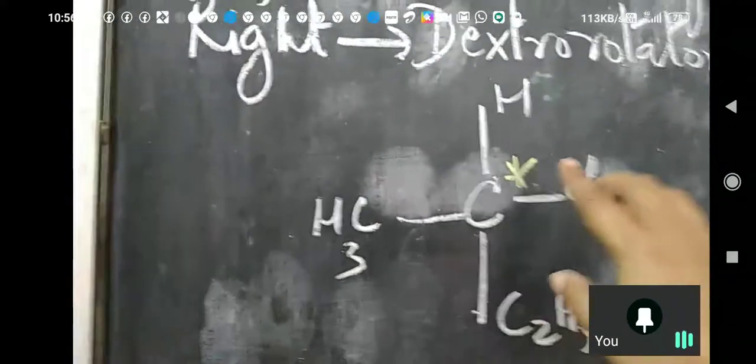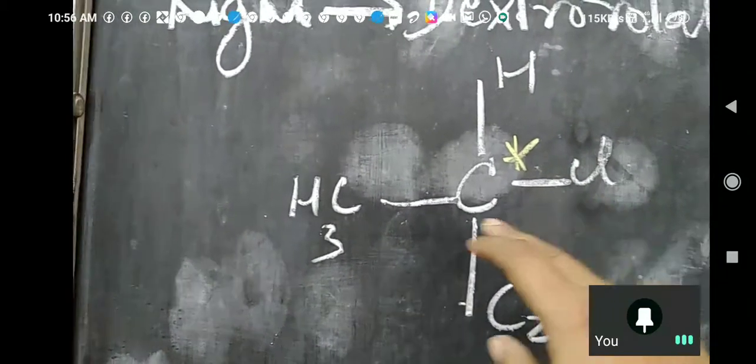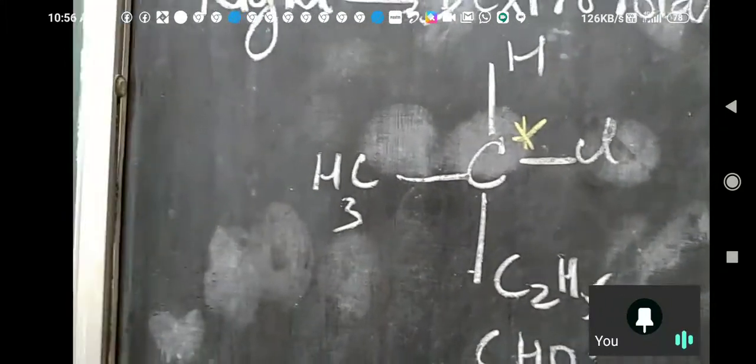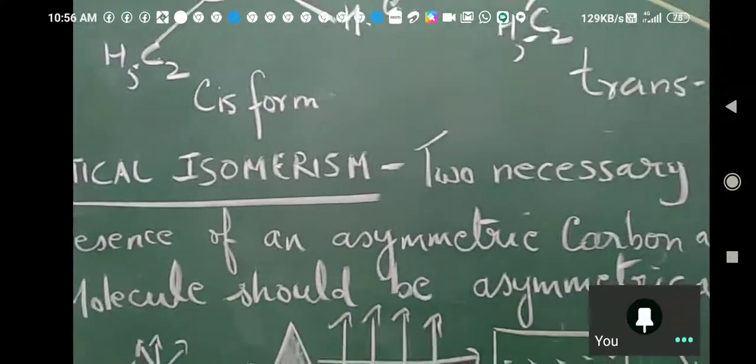If I remove Cl and I write CH3 here, this will not show optical activity. Why? Because there will be no asymmetric carbon atom. Okay? Alright. The second condition is more important than the first one.